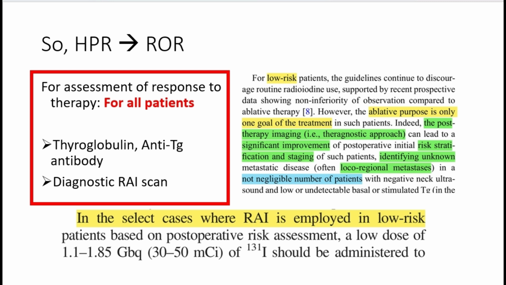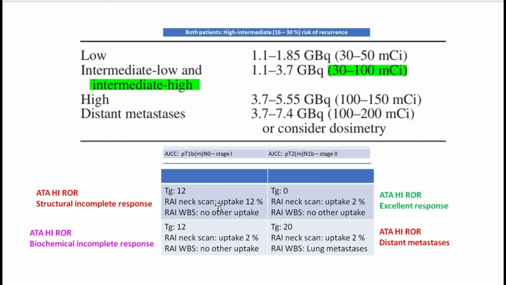So, in very, very simple terms, these were our two patients, A and B, with different AJCC staging but with the same ATA high intermediate risk of recurrence. Now, the recommendation for high intermediate is 30 to 100 millicurie, but it's not as simple as that. So, we need to understand these possible scenarios. This is the most important slide of the video.